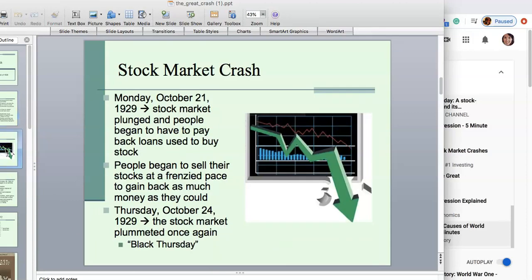Now, this is where we get to the stock market crash itself. So this did not happen all on one day, but it did happen very close together. First thing that happens is Monday, October 21st, 1929. The stock market had a little bit of a hiccup.